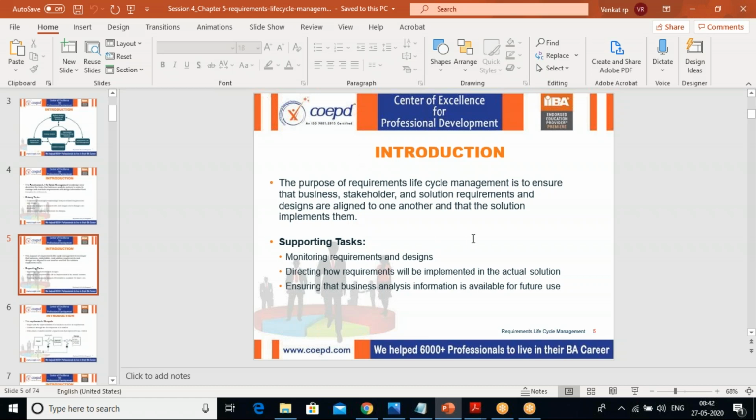Here we have supporting tasks. We have to monitor requirements and design, and direct how requirements will be implemented in the actual solution. And we have to design this requirements analysis information as well, with requirements analysis information being the other knowledge area we are discussing. So that information is available for all the stakeholders, so that they are on the same page and have the same understanding of it. That is what we are going to discuss here.